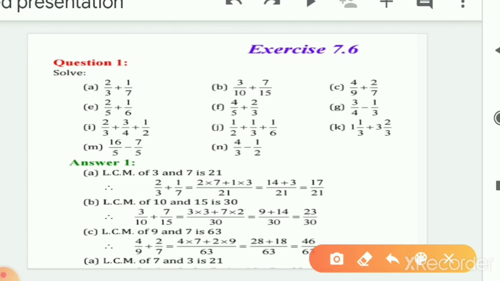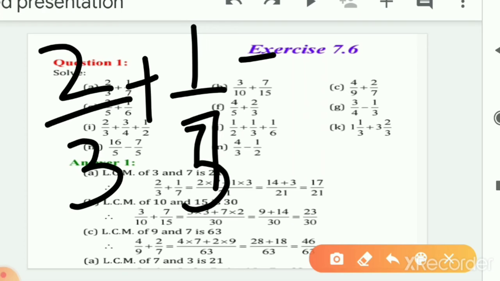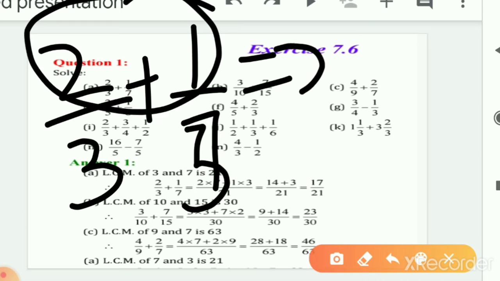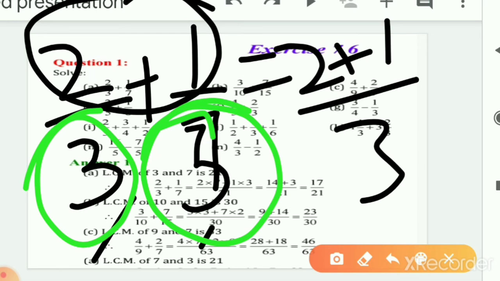Solve 2 by 3 plus 1 by 7, right? So it is given 2 by 3 plus 1 by 7. If the denominators were both 3, how would we solve it? We would add the two numerators, 2 plus 1, and divide by 3. But these are not the same, these are different. This is 3 and this is 7, right? So how will we solve them? We will take their LCM.